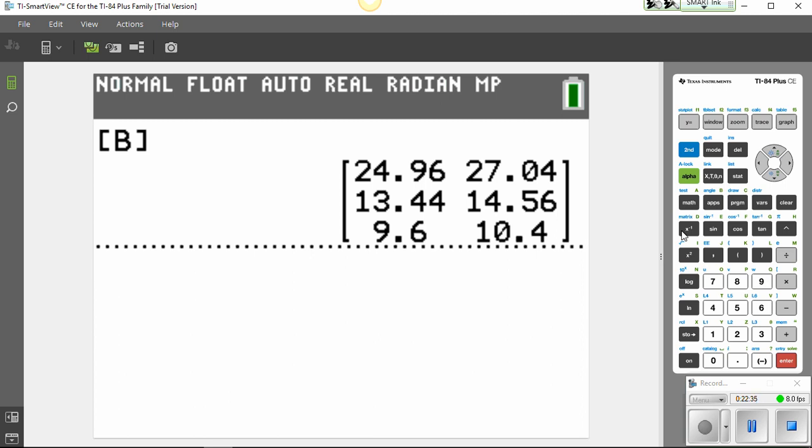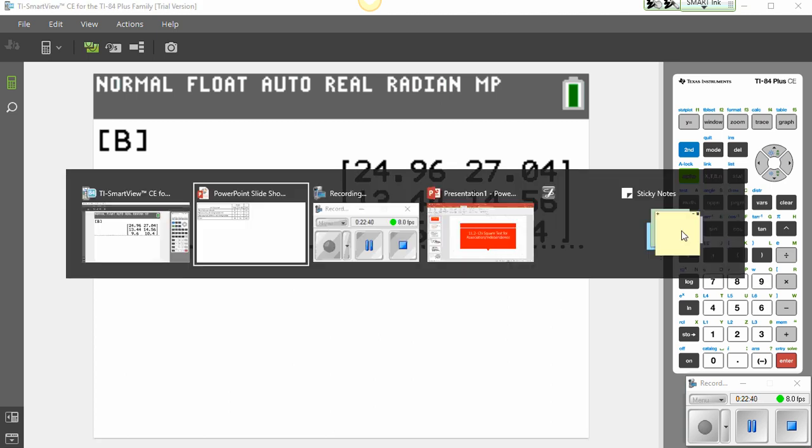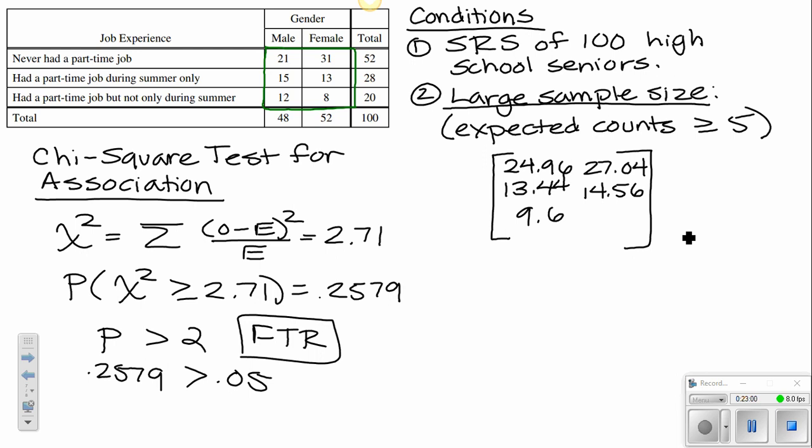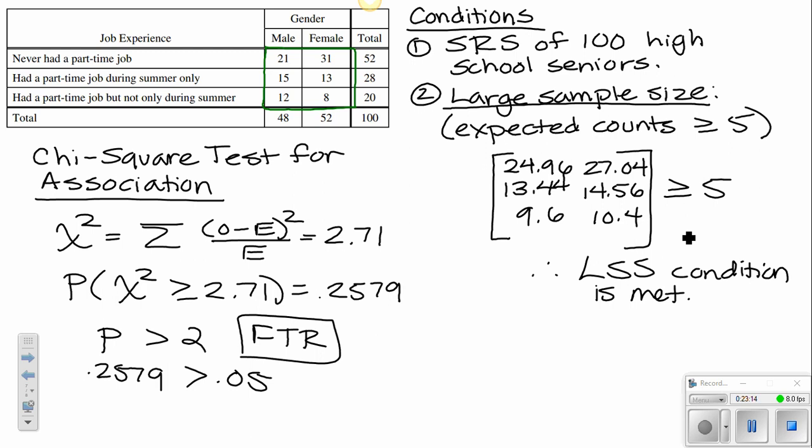We have to check to see if all of these are greater than or equal to 5. All of them appear to be bigger than 5, so the large sample size condition will be met. Let's write those down. I prefer if you do it in matrix form. So 24.96, 13.44, 9.6, 27.04, 14.56, and 10.4, and all of that is greater than or equal to 5. Therefore, the large sample size condition is met because all those expected counts are greater than or equal to 5.